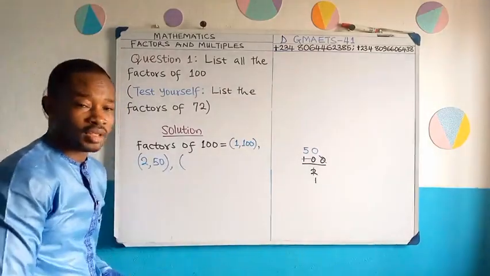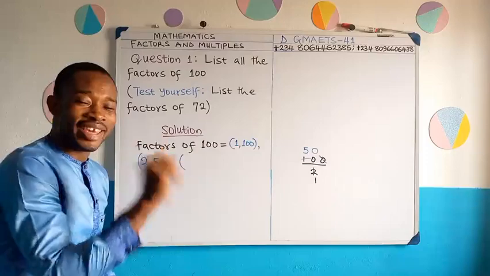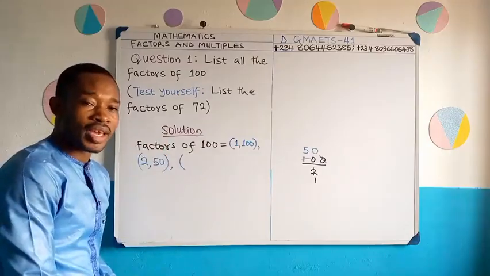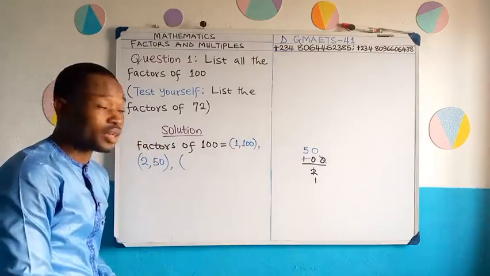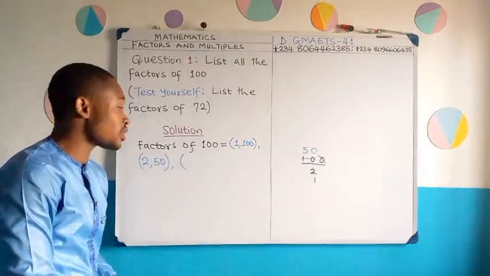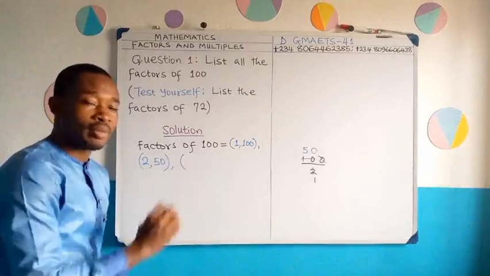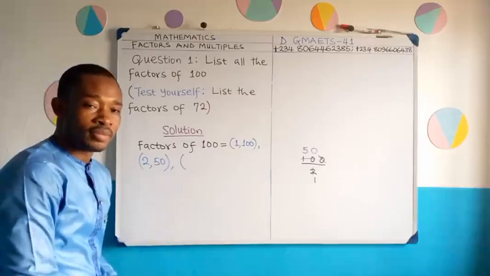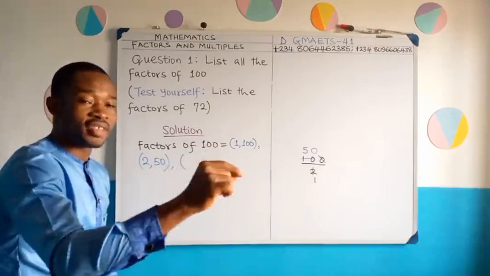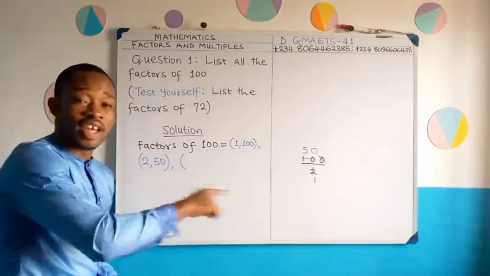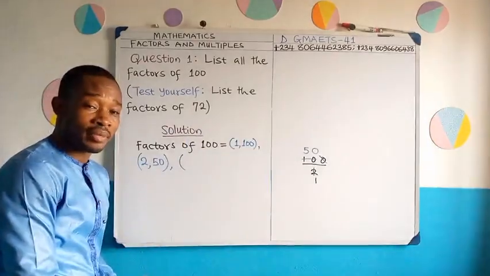Can 3 divide 100? No. To the best of my knowledge in multiplication, you cannot multiply 3 by any number to get 100. So 3 cannot divide 100. Under the rules of divisibility, we will learn why 3 cannot divide 100. But quickly, let me just say something about that. How do you know if a number can be divided by 3? You will go to the number and add up the digits in that number. If what you got after adding can be divided by 3, it means that 3 can divide the number. But if it cannot be divided by 3, it means 3 cannot divide the number which you added, okay?